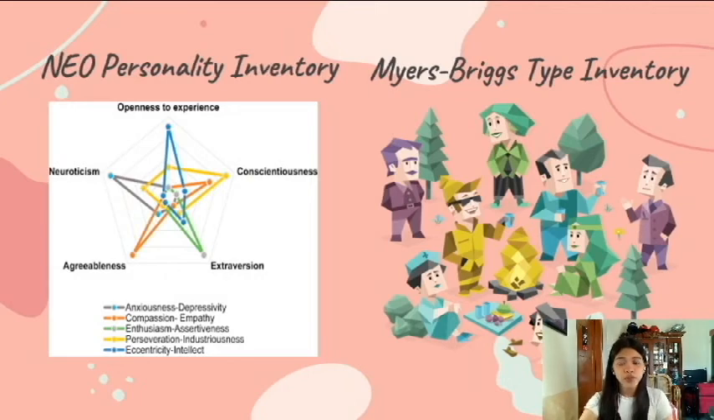This assessment tool identifies an individual's preferences for energy, which is introversion versus extroversion, and information gathering, which is the sensing versus intuition, decision making, which is thinking versus feeling, and lifestyle, which is judging versus perceiving. Each personality type has implications for work habits and interpersonal relationships.